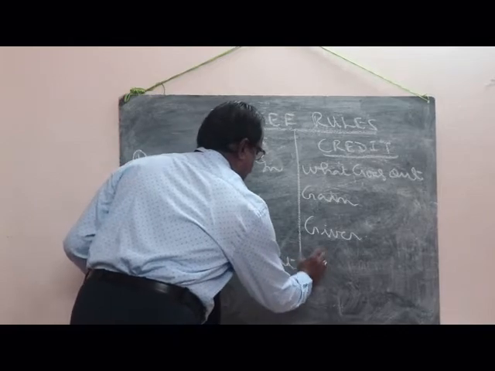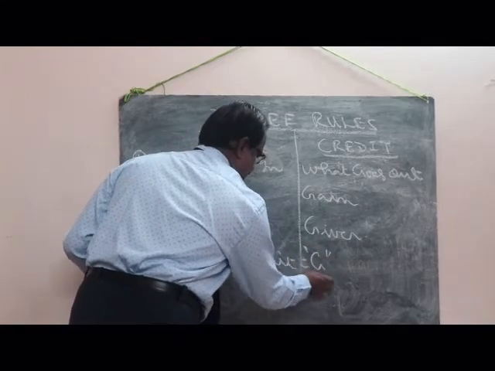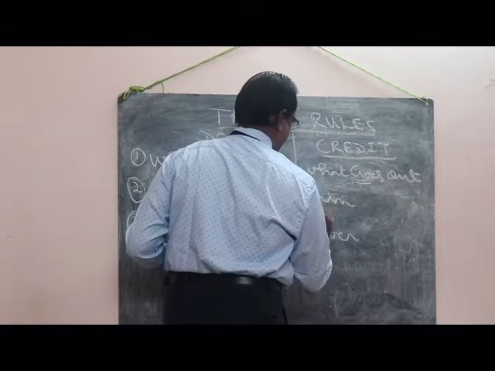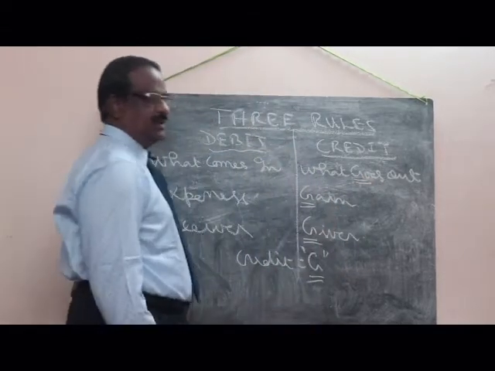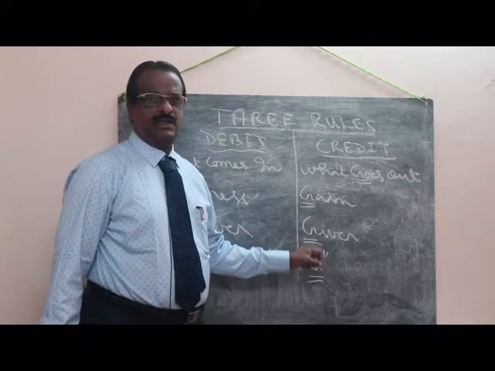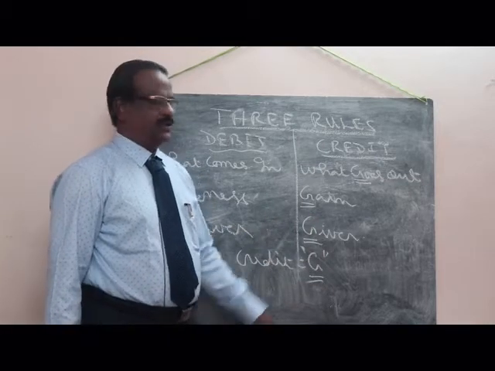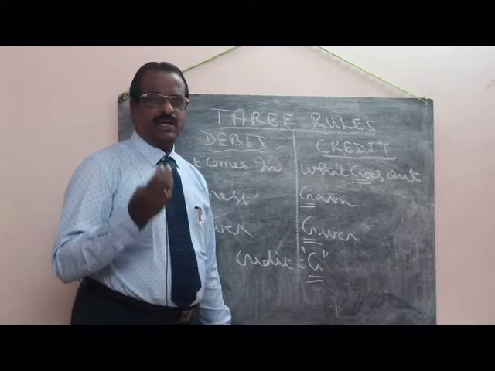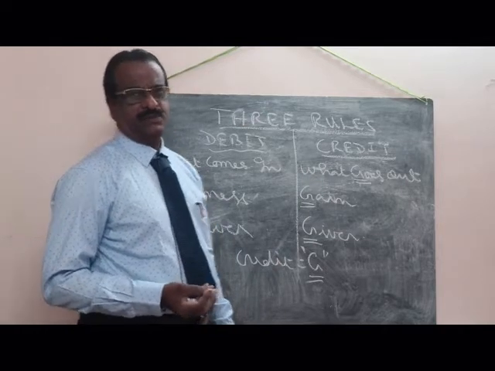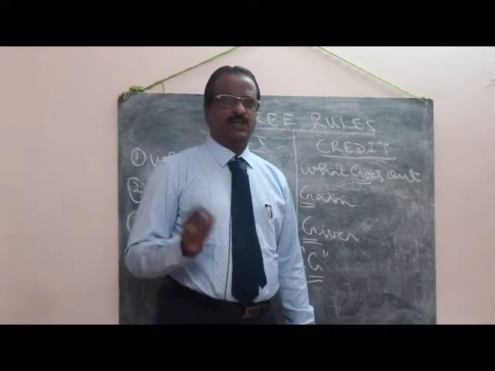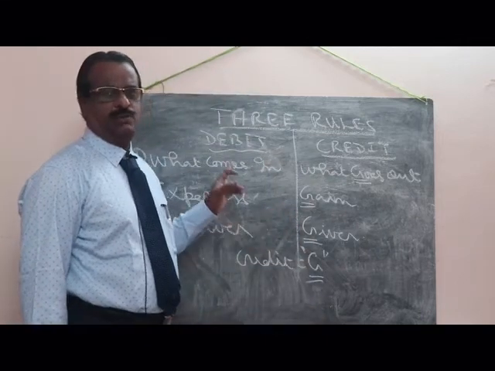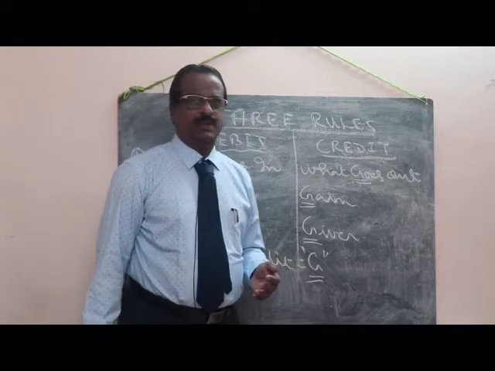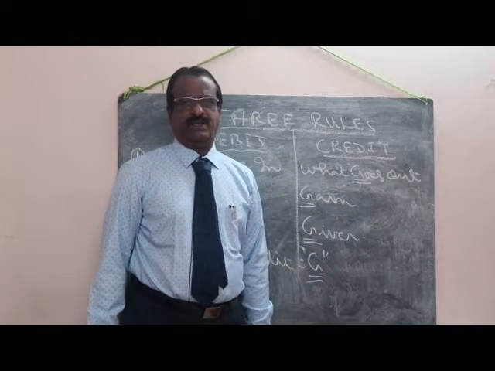Credit is equal to, keep it in your mind, G. So here goes out, gain, giver. So this is one simple technique. So these three rules must be kept in your mind. You won't forget. But please don't mug up. What comes in is a debit, what goes out is a credit.